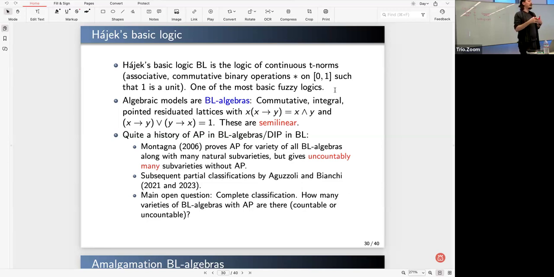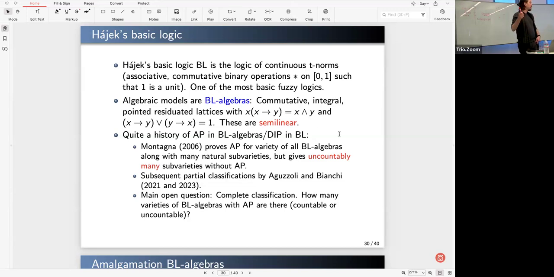And Hájek was able to axiomatize precisely what's going on if I think about this operation as being a conjunction for some logic. So basic logic is the logic of these kinds of things. Now, there are other algebraic models of basic logic besides the ones on the unit interval. There are some kinds of residuated lattices. In particular, they're called basic logic algebras or BL algebras. These are commutative integral pointed residuated lattices that satisfy these two equations.